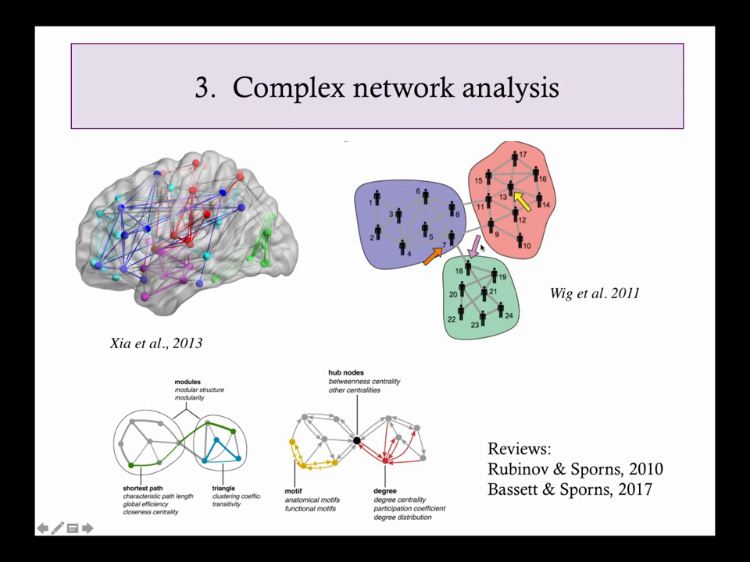Or you might focus on individual nodes and ask whether certain areas seem to be acting as hubs or bridging distinct communities, which in terms of brain function has been speculated to relate to integrating or associating between different modalities. There's a lot of different possible measures that people are using with this complex network analysis, and just a couple of references if you want to learn more about that.